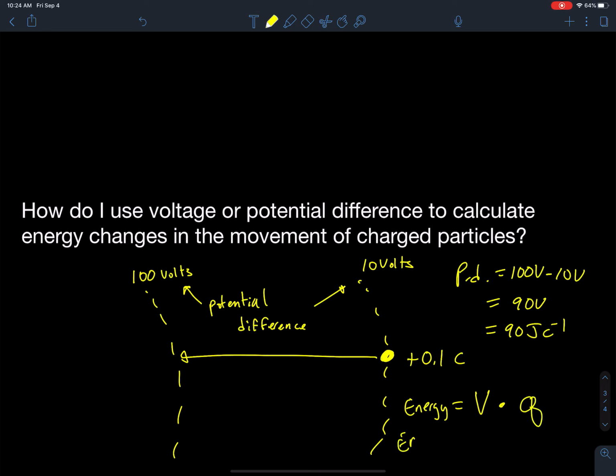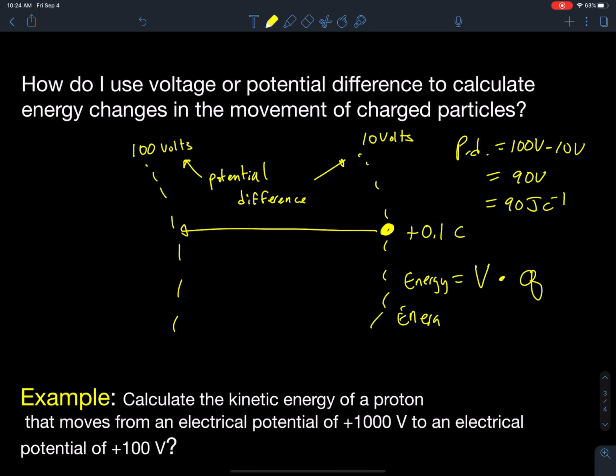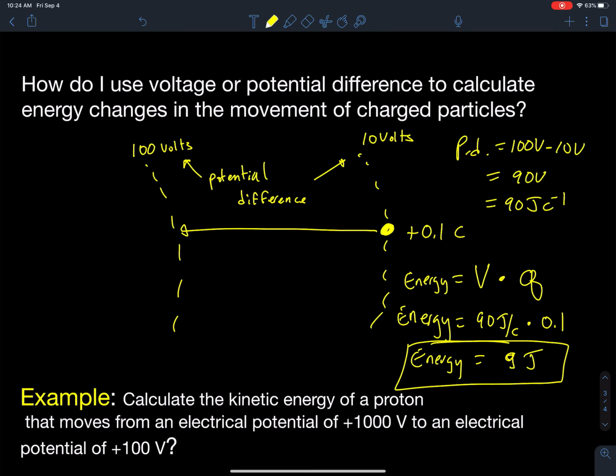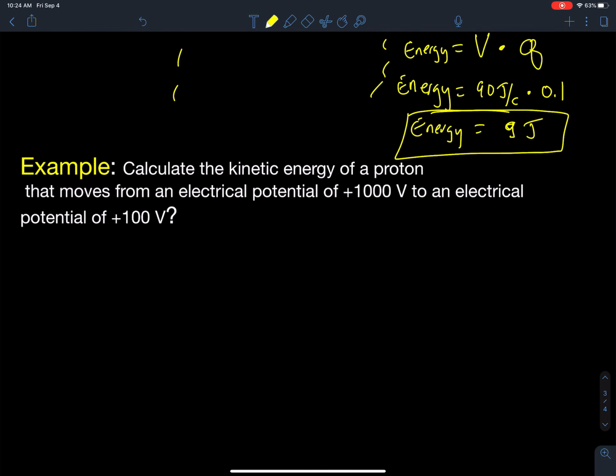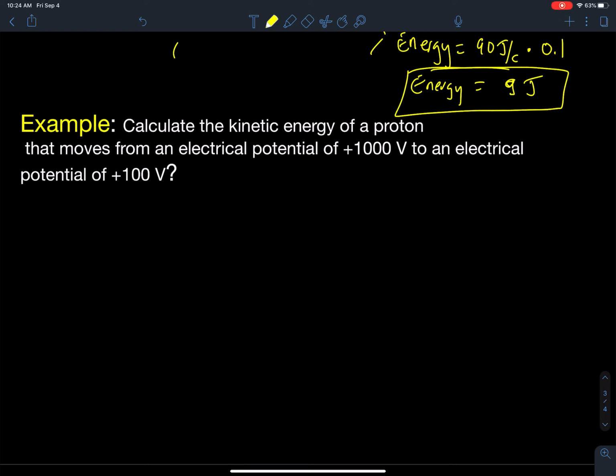So then the energy is equal to 90 joules per coulomb times 0.1. My energy that I would have to put in is equal to 9 joules. Okay, 9 joules. All right, that seems pretty basic. So let's just do one simple question before, in the next video, I'll do a bunch more practice problems so you can see how you can apply voltage and potential difference to calculate energy.